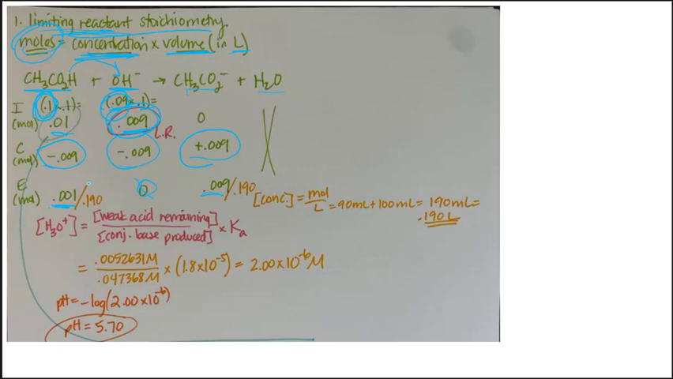So take our 0.001 divided by 0.190. That will give me the concentration of my weak acid that's remaining. And then I'm going to do the same thing for my conjugate base. That'll be my denominator. And then I just need to multiply it by the Ka of my weak acid to get the hydronium ion concentration. Once I find the hydronium ion concentration, to find the pH, I just take the negative log of that. So after adding 90 milliliters of sodium hydroxide, my pH would be 5.70.